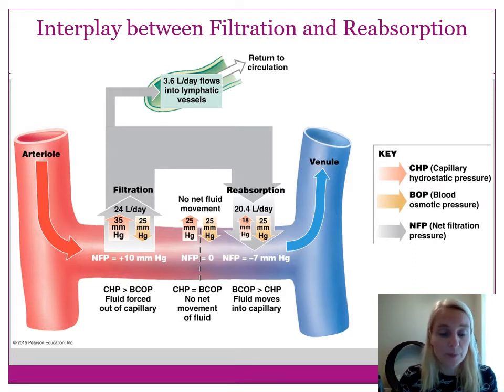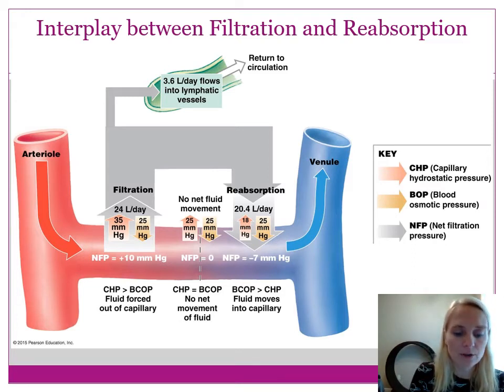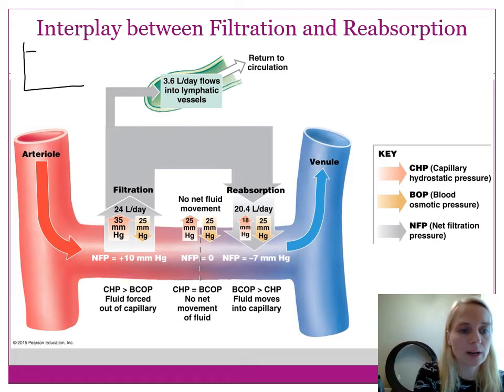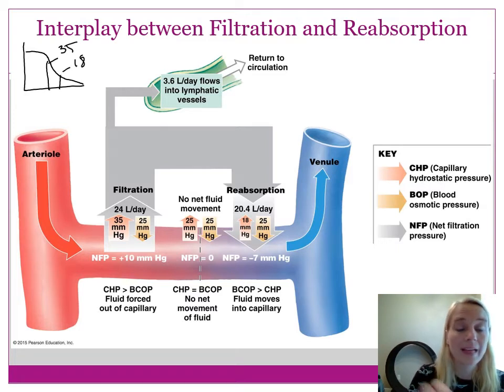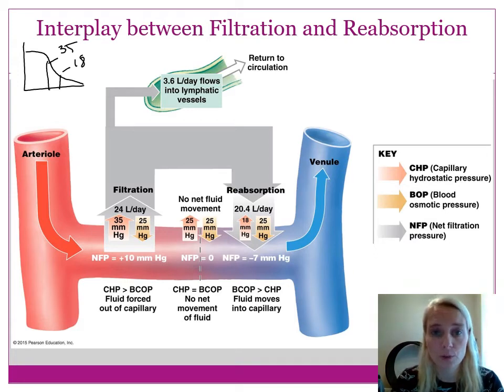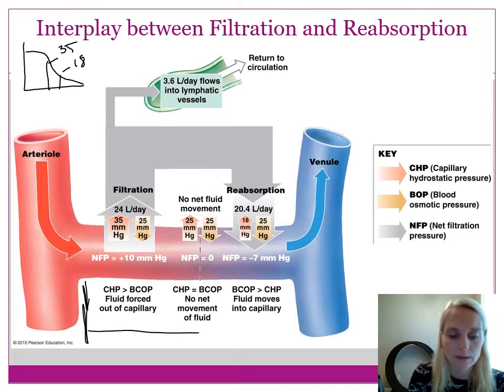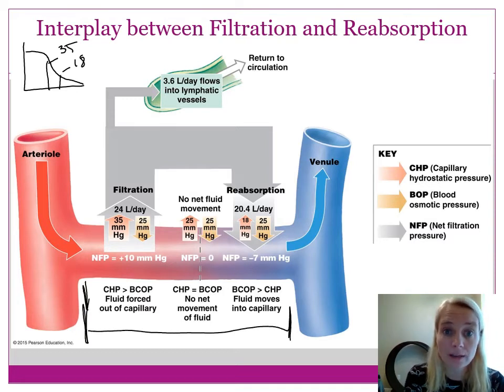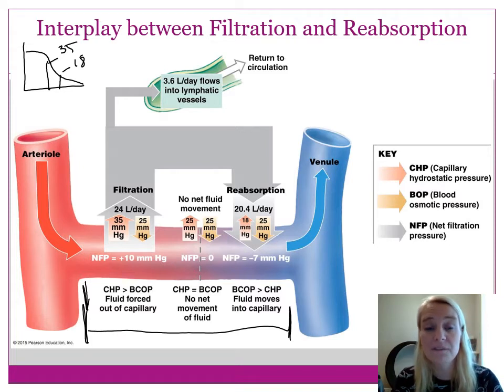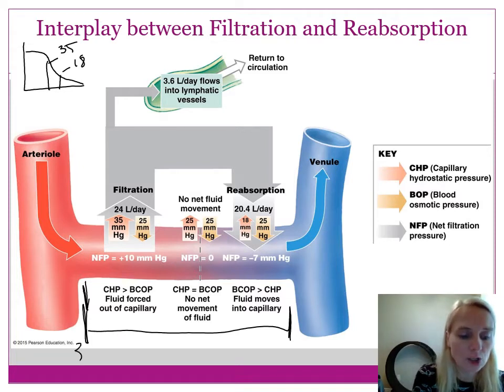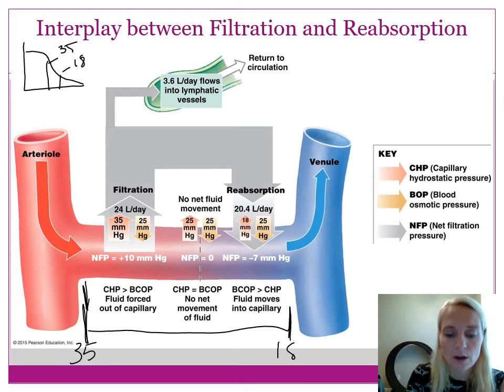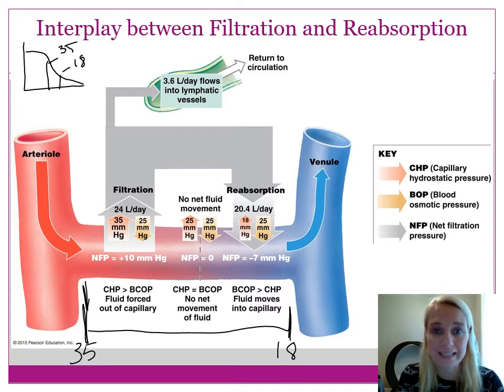So if you remember, when we were taking a look at that graph of just systemic blood pressure, it kind of went down like this, right? And the capillaries are right here in the middle. They went from 35 to 18. Those are the numbers that are really important for us right now in this capillary. So from the beginning of the capillary to the end of the capillary, what we call the arterial end, through the capillary to the venule end, we are going to have a change in capillary hydrostatic pressure from 35 millimeters of mercury to 18. Okay, so that's our capillary hydrostatic pressure.